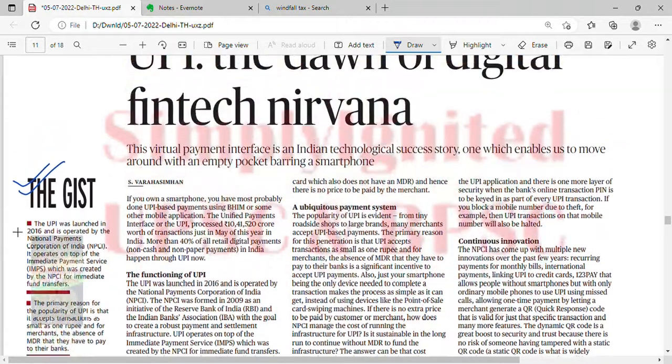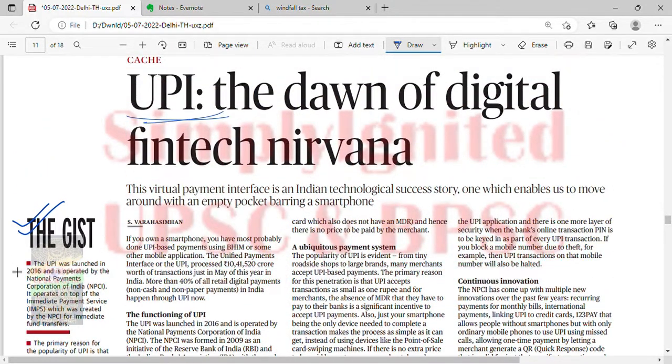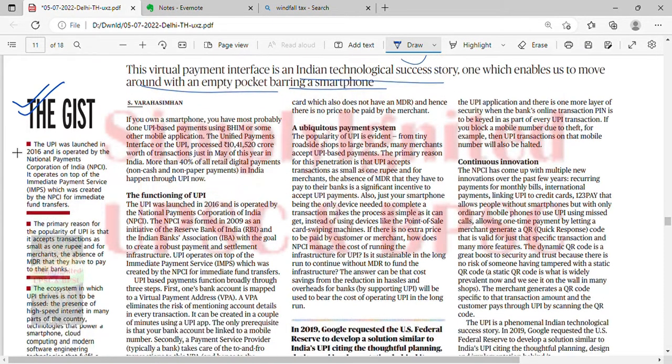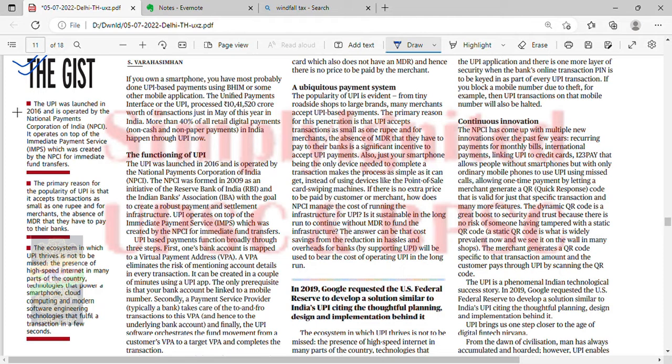Now let's see. UPI, Unified Payments Interface, the dawn of digital fintech nirvana. Why is it called nirvana? Because they think that they have reached the peak of its ability, right? The Unified Payments Interface is an Indian technological success story, one which enables us to move around with empty pockets, barring a smartphone. Yes, this is true. I myself use this thing, and especially the BHIM UPI.